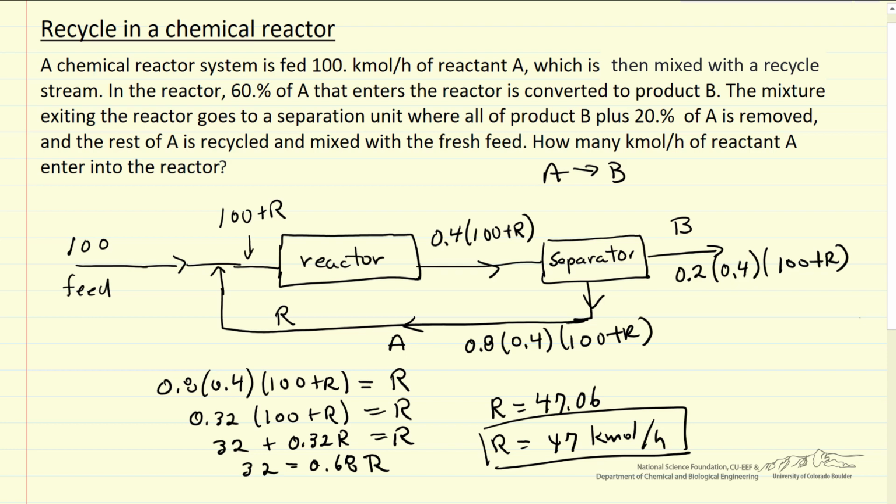So we feed 100 kilomoles per hour and we add an additional recycle of 47, so that we're losing some A that's not reacted in this stream mixed with B, and we're removing all the B that formed due to the reaction.